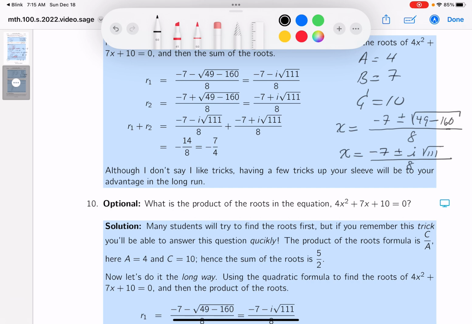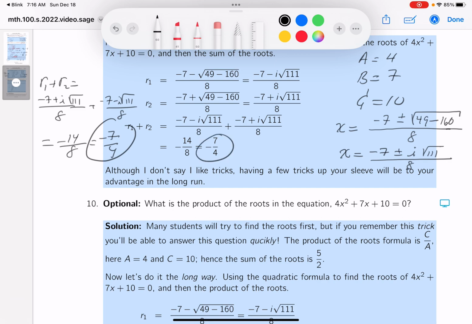And they said the sum of the roots, you could write that down. Of course, we know what the result is already. So it's going to be, you know, R1 plus R2. Well, that's going to be equal to minus 7 plus i root 111 over 8 plus minus 7 minus i root 111 over 8. What do you get there? You get minus 14 over 8, which is minus 7 quarters.